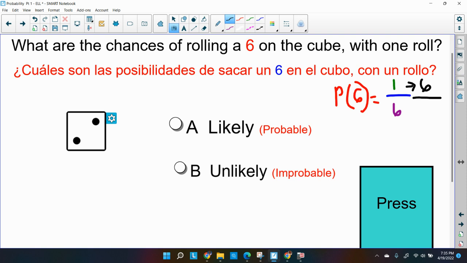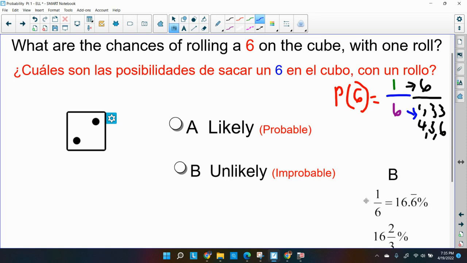But I could get a 1, 2, 3, 4, 5, or a 6. And if you notice, there are 6 different numbers that could be the total possible outcomes. But if I get a 6, I win. So that's why my probability would be 1 out of 6. So that is not likely.